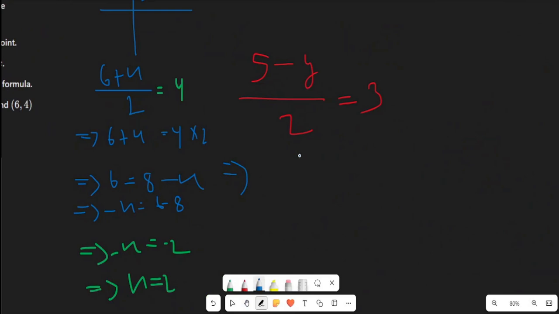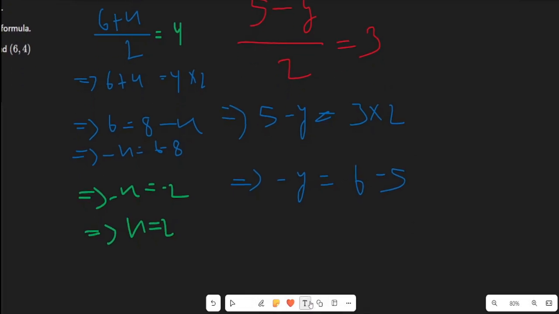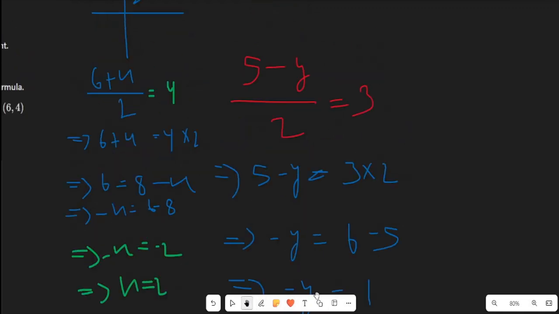Now 5 minus y. Let's go for changing sides at first. 5 minus y equals 3 times 2. We will do this math in short this time. Let's write minus y here, then 3 times 2 is 6, minus 5, and here minus y equals 1. Actually sorry, I don't know why, but I have written minus here, it will be plus.